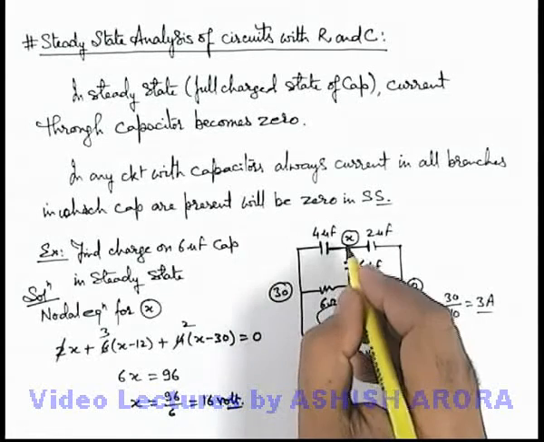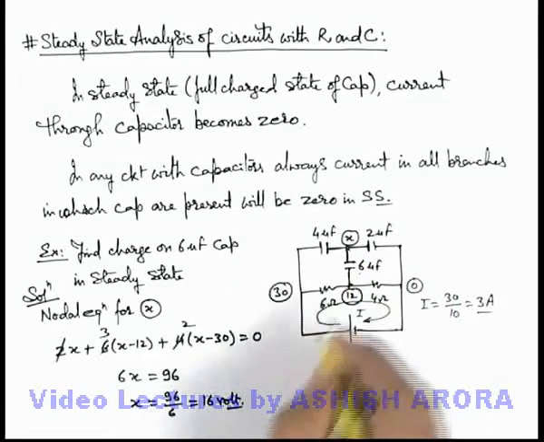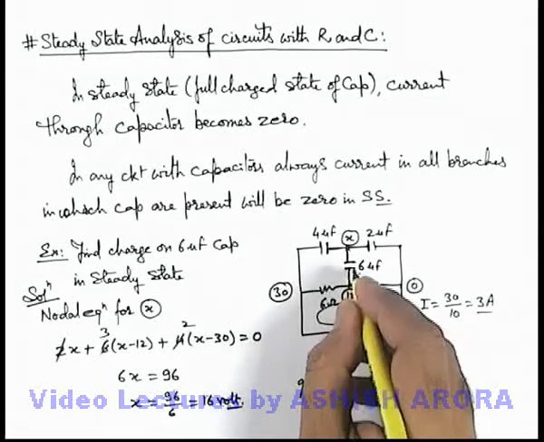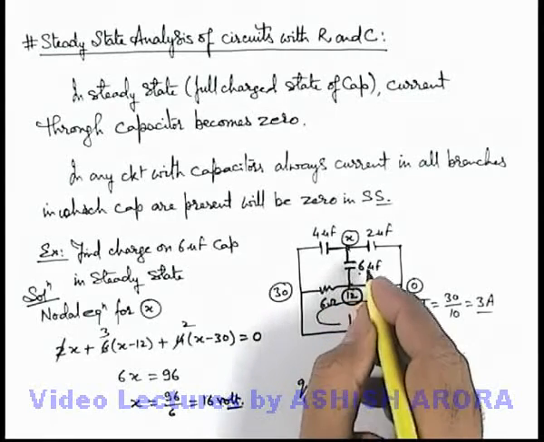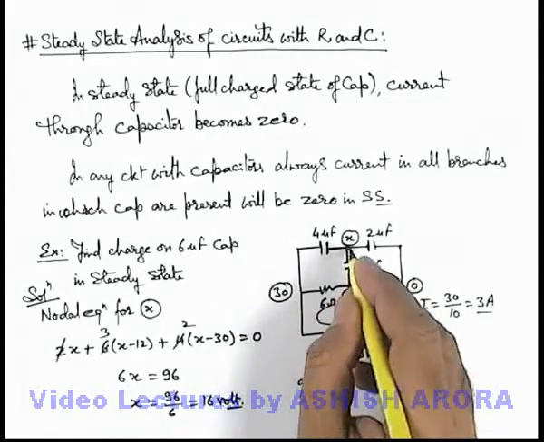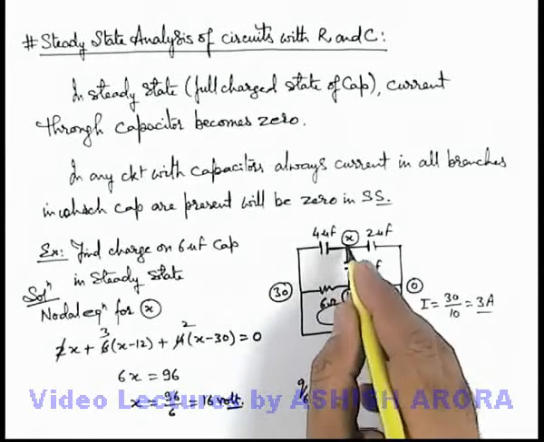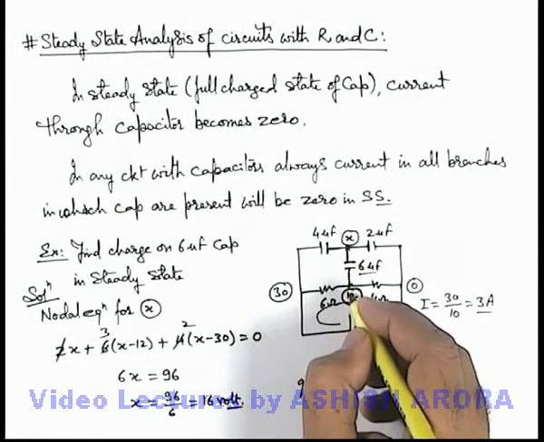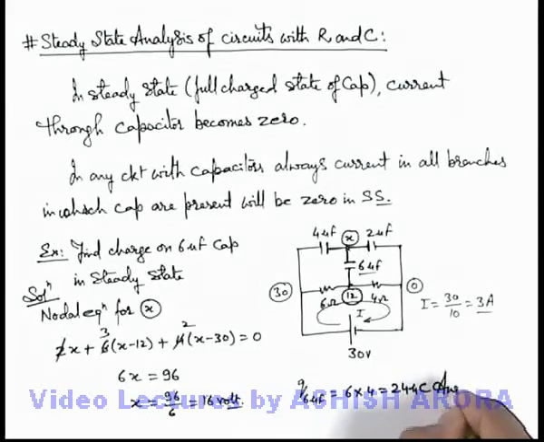So if we know the potential at this node, that is X, which is 16 volt, we can directly calculate the charge on the 6 microfarad capacitor, which can be written as 6 multiplied by the potential difference. If X is 16, the potential difference across this 6 microfarad capacitor will be 4 volt. So we can write it as 6 multiplied by 4, that is 24 microcoulomb. That will be the answer to this problem.